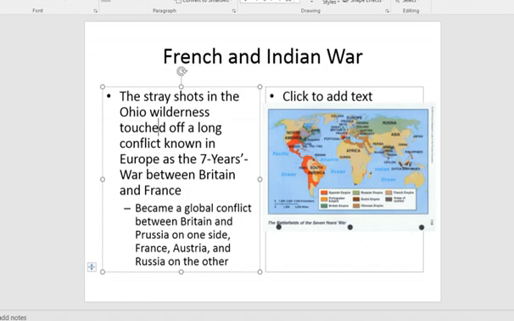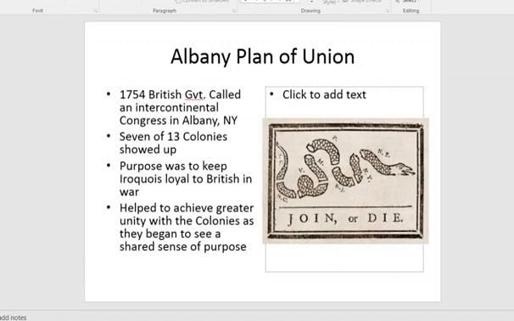Now, the conflict is going to get bigger, and it's going to be fought here in the Americas as well as in Europe. Now, in 1754, the British government is going to call an Intercontinental Congress, and it's going to be at Albany, New York, which is the former Dutch settlement of Fort Orange.